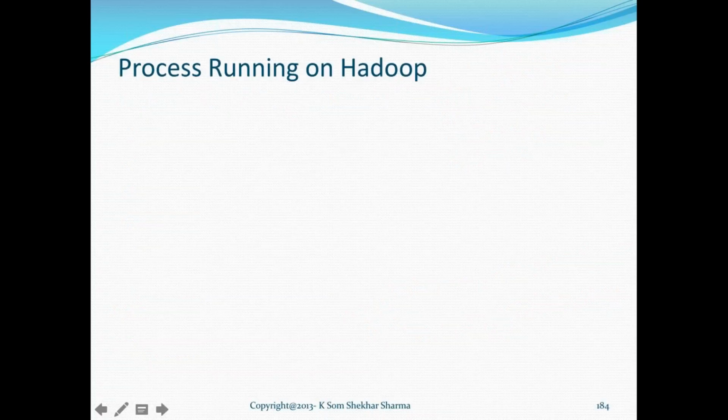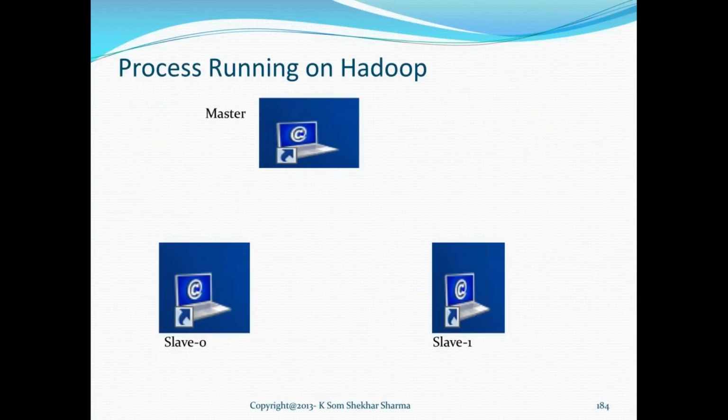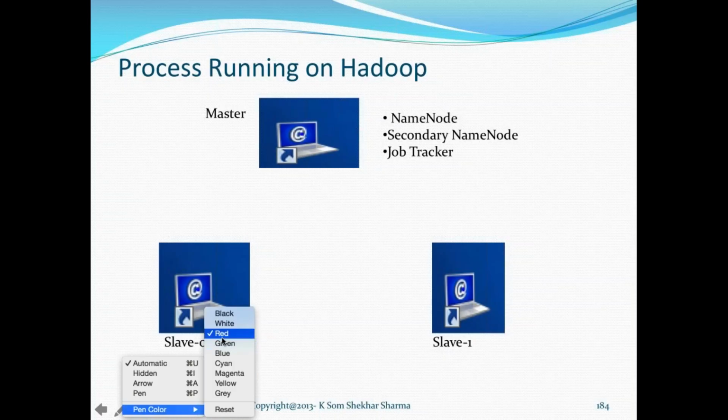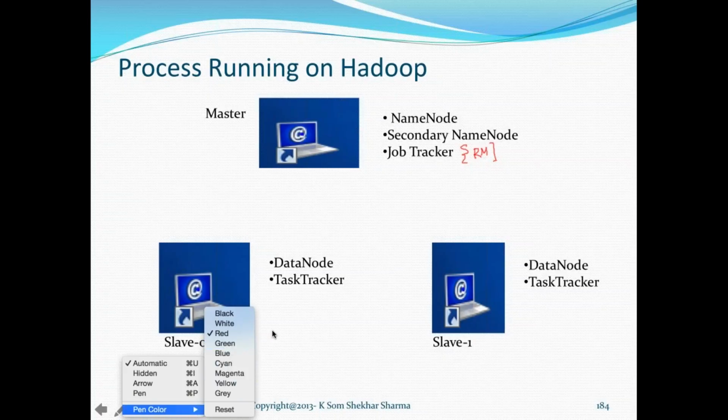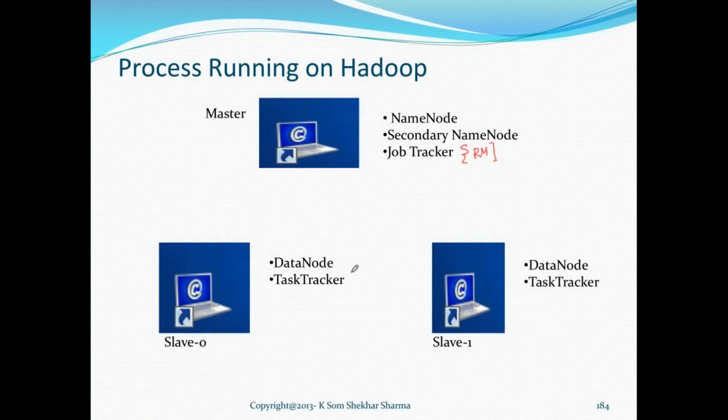So let's see the processes running on Hadoop. Now by this time, you are very much comfortable with what processes run on a master machine and what processes run on a slave machine. Since the above machine is a master machine, it will have three processes: name node, secondary name node, and job tracker. This is Hadoop 1.x. Instead of job tracker in Hadoop 2.x, it will be resource manager. And you have a data node and task tracker on the slave machines. Again, task tracker is in Hadoop 1.x, and in Hadoop 2.x instead of task tracker, it is node manager.